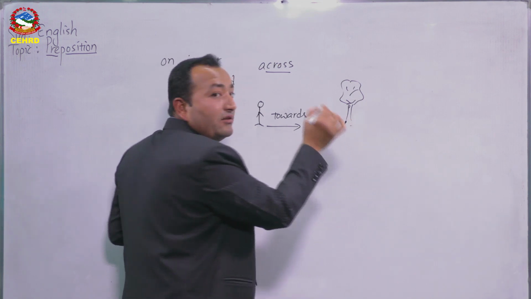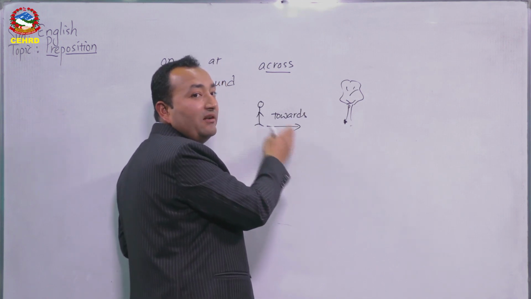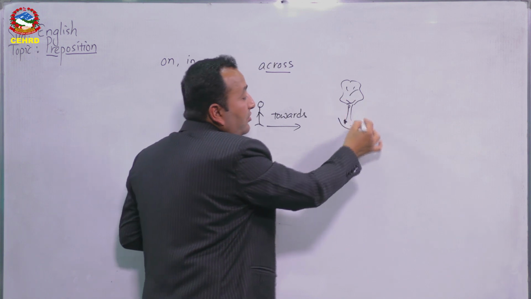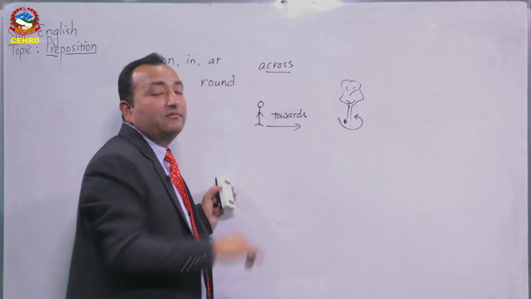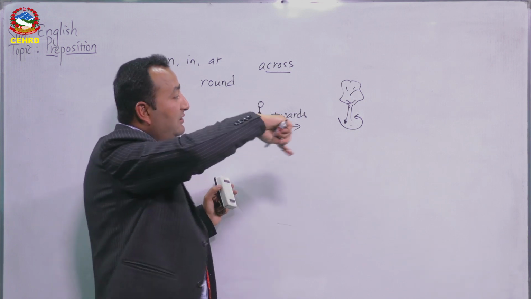The boy came here and stopped. So what happened here? The boy came up to the tree. Up to. Round. Around or round, we can use. The boy went around the tree.